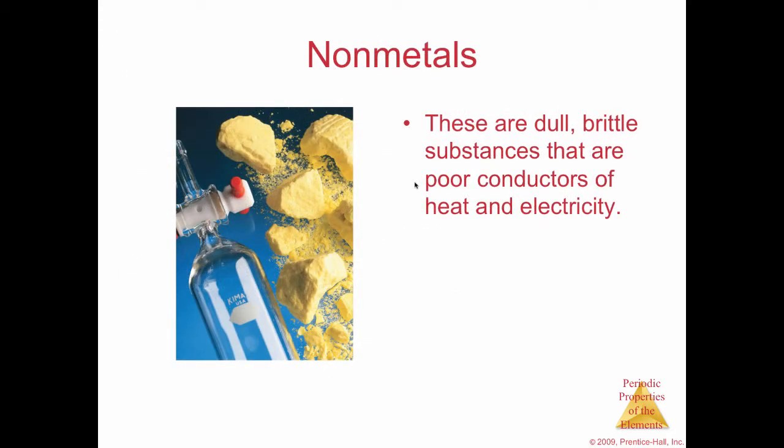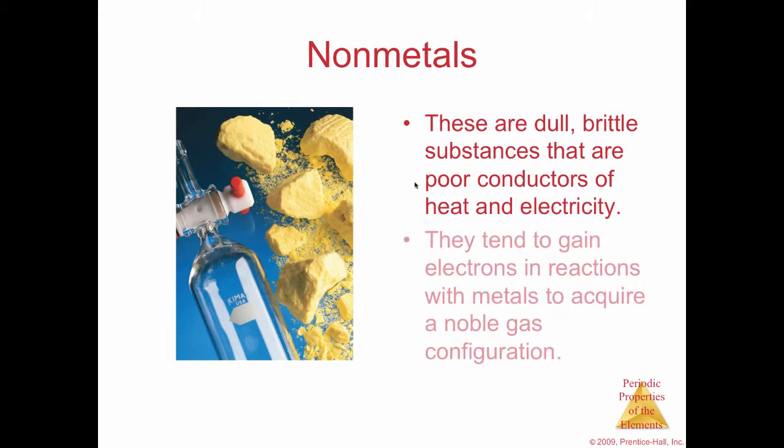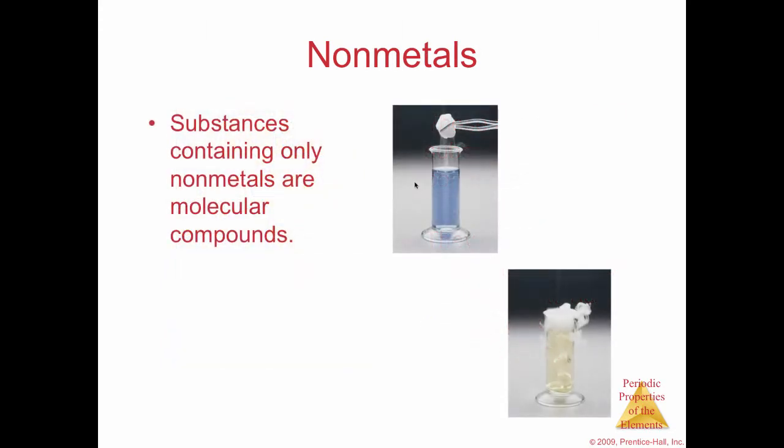Nonmetals. These are dull, brittle substances that are poor conductors of heat and electricity. They tend to gain electrons in reactions with metals to acquire a noble gas configuration. Substances containing only nonmetals are molecular compounds. Most nonmetal oxides are acidic.